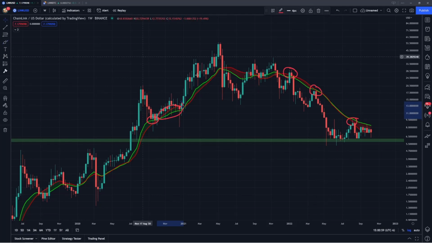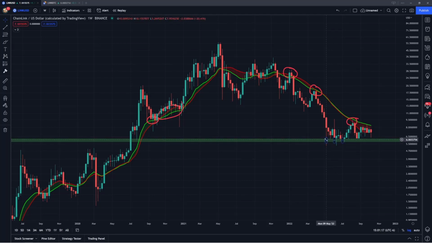Now, if we do continue to reject off these and we do have another leg down, what I'm really going to be looking out for is to see if this level in green, ranging from around $5.80 to $6.20, is going to hold as support. Now, this has been the support that's held throughout this entire period of consolidation.